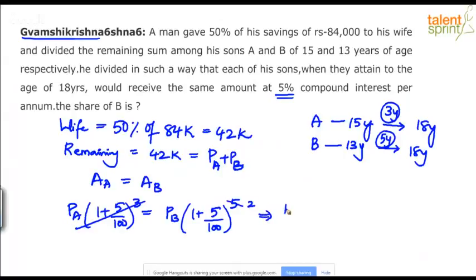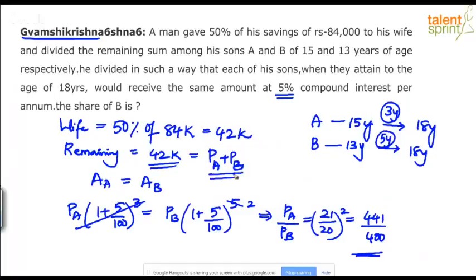So we can say PA by PB equals to, how much is this? 1 plus 5 by 100 whole square, 105 by 100, or 21 by 20 whole square, or this is like 441 by 400. You know PA by PB ratio. You also know PA plus PB is 42,000. Can you solve? He's asking us to find the share of B.